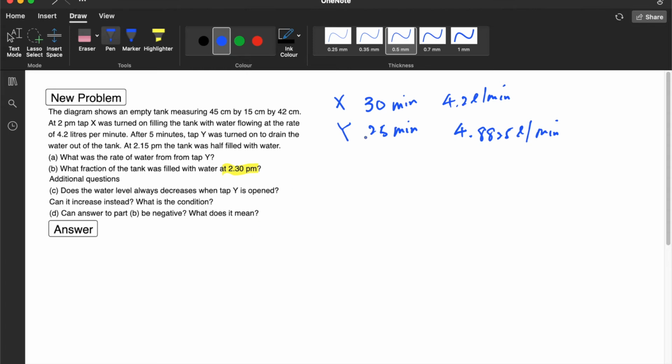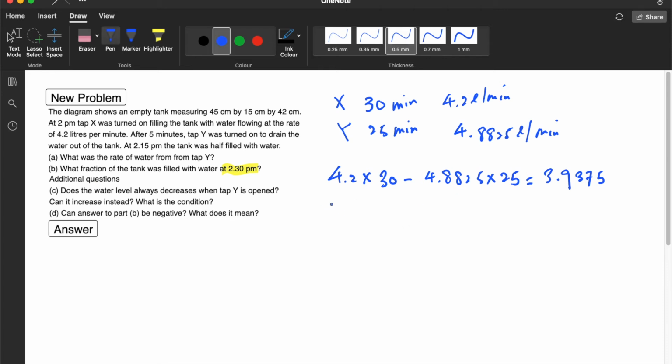Right, so it is quite easy to do, right? So we take 4.2 multiplied by 30 and then minus 4.8825 multiplied by 25. Right, I believe you are going to get 3.9375. Right, but the question wants the fraction.